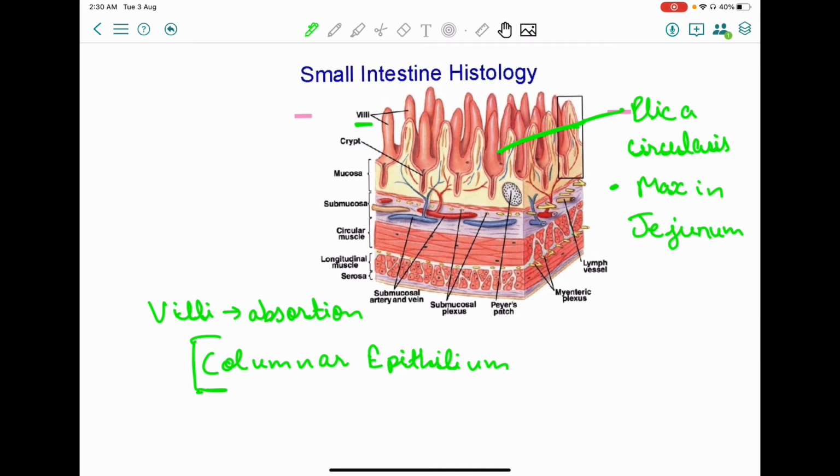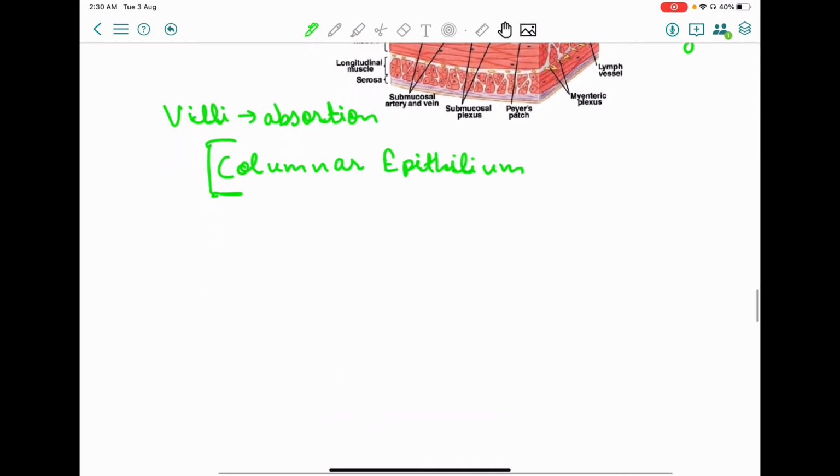And then, as you can see, this is mucosa, there is submucosa, and there are some muscles, circular muscles, and then longitudinal muscles, and then at last serosa. Small intestine is covered by serosa. And then there is one more thing. As you can see, the rest is the same as we have talked about. Myenteric plexus, submucosal arteries and veins are there. We all know that.